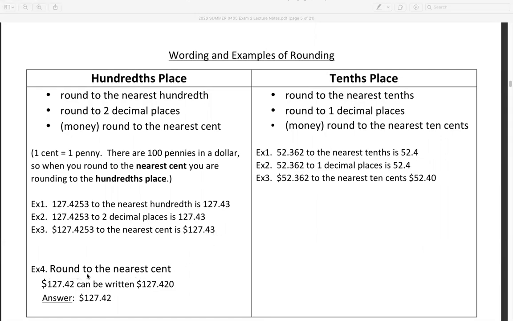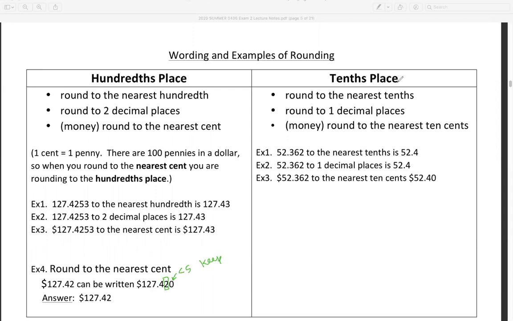Now, for example 4, round to the nearest cent here. Remember, you can have the zeros after it. It's kind of understood to be there. So when you're rounding to the nearest cent here, let me get my drawing tool, that just means round to the nearest hundredth. If you look at the number to the right, that is less than 5, so you're going to keep the number in the box. So this is kind of a trick question. $127.42 is already rounded to the nearest cent.